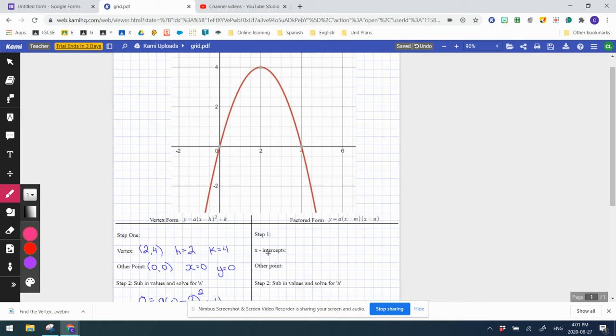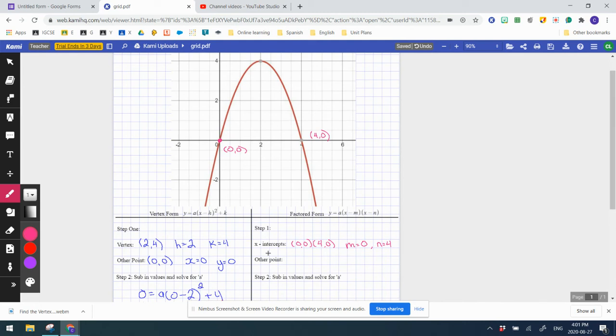So our x-intercepts, we have 1 here, where x is 0, y is 0, and I have 1 here where x is 4, y is 0. So I have (0, 0), and I have (4, 0). This tells me that we can say m is 0 and n is 4. You can write this the other way too, it doesn't matter. They're just points on the graph.